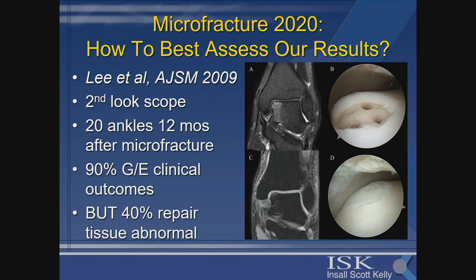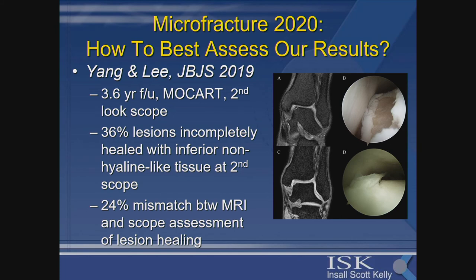So if you look here on the right, you think that the cartilage lesion here, again, microfracture. You can see the MRI on the bottom left there, and you can see there's a relatively good association with the way it looks at the time of the arthroscopy. But again, this study found 40% of the repair tissue is abnormal. This study just last year showed that 36% of the lesions were incompletely healed with an inferior non-hyaline-like tissue that was noted at the scope, and there was a 24% mismatch with the MRI. So you can see here, the MRI looks like the lesion's relatively well healed, but when you look at the arthroscopy, you see that it's lifted up and it's unstable.